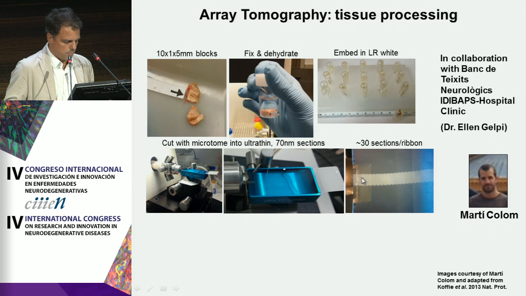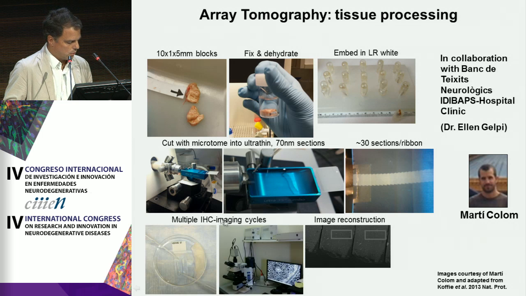And then you get the ribbon. Here you can see the different sections, around 30 sections of consecutive ribbons. 70 nanometers is extremely thin. You can cut a hair 1,000 times to give you an idea of how thin this is.